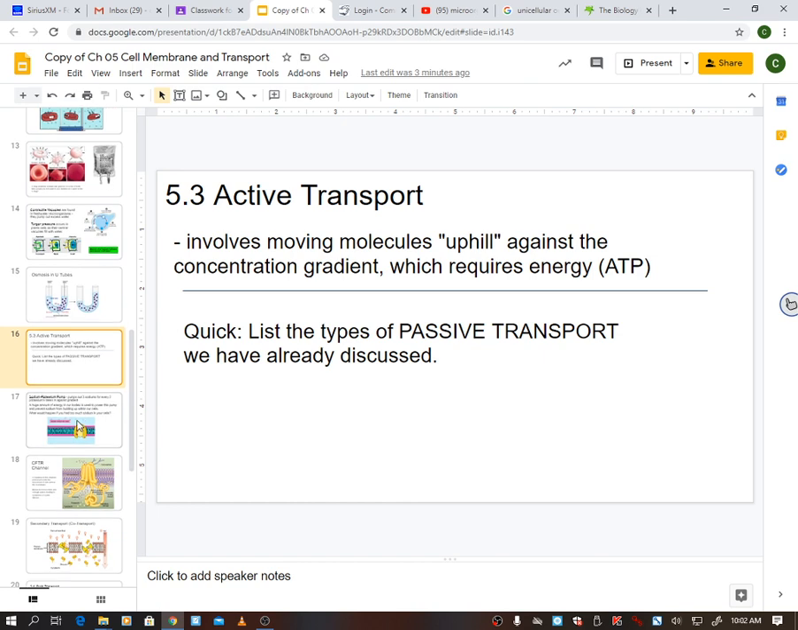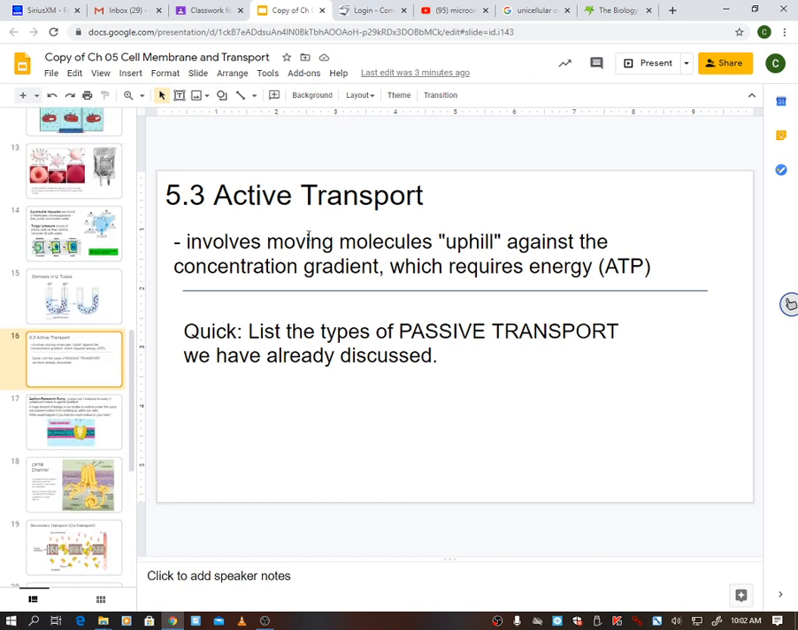All right, so 5.3, let's see where we're at here. 5.3 is active transport. Now, we just did passive transport. That required no energy. Now, active transport is going to require energy, and the only reason that is the case is because it is uphill. So normally, every time we are going from an area of high concentration to low concentration. So this is going to be opposite. We're in a low concentration area, and we're going to push it uphill to the high concentration. And that's going to require energy on our part.